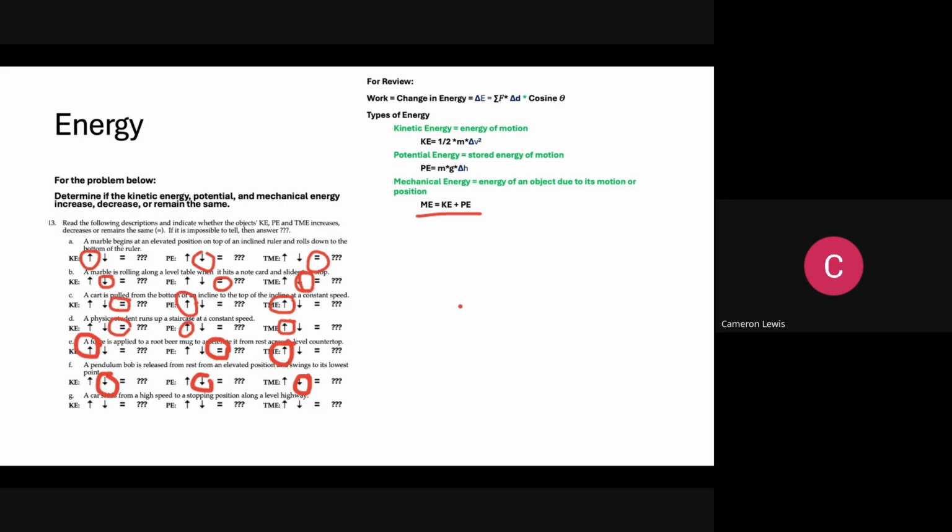Let's do this last one all together. A car skids from a high speed to a stopping position along a level highway. So it goes from a high speed and then goes to a stop. How does the kinetic energy change? Does it increase, decrease, or stay the same?